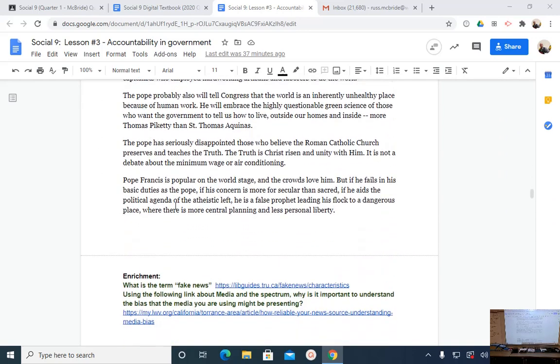So the point being is that we have a watchdog, and it is the media. But our watchdog has loyalty to people beyond us. Our watchdog may be loyal to Pope Francis, or may not be loyal to Pope Francis. If we only read one article about Pope Francis, we're only getting one side of a story.